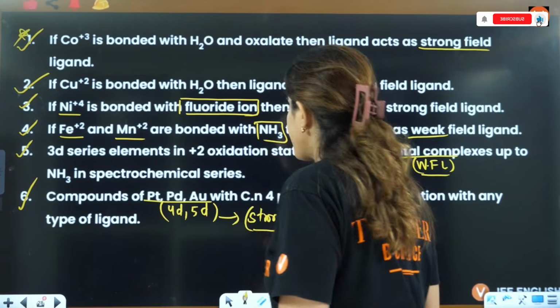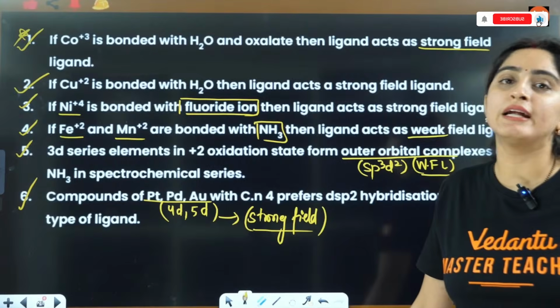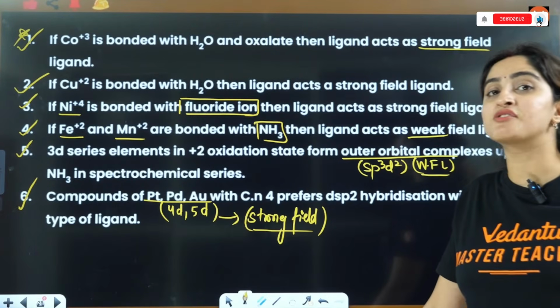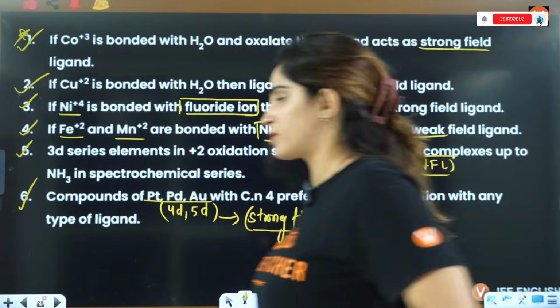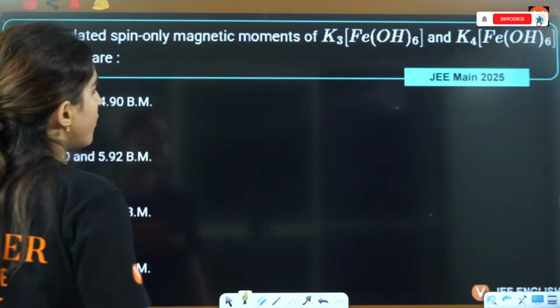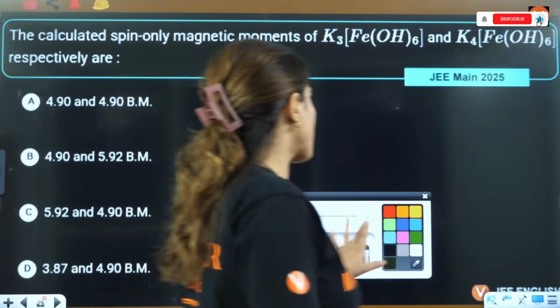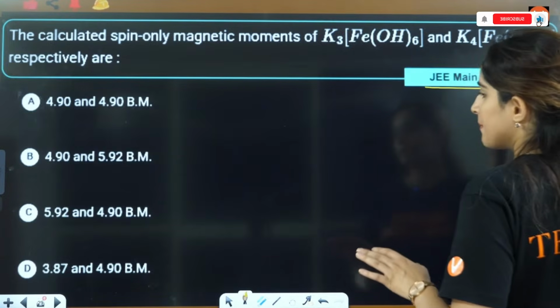They will always behave as strong field ligands, right? Especially in the case of coordination number 4. So these were some of the important points. Now let's see this question that is entirely based on magnetic moment.